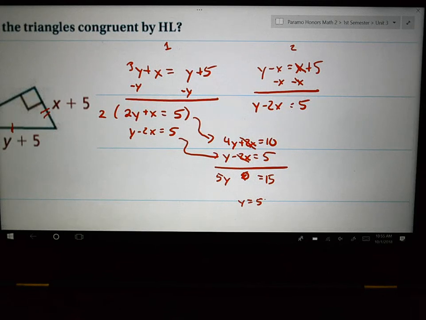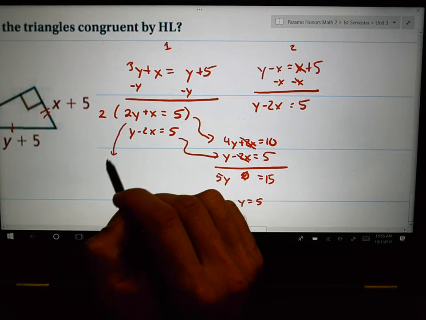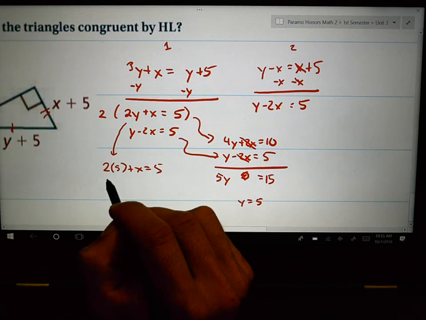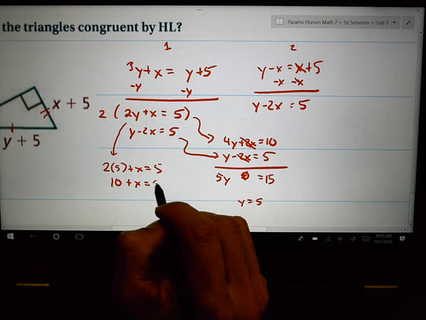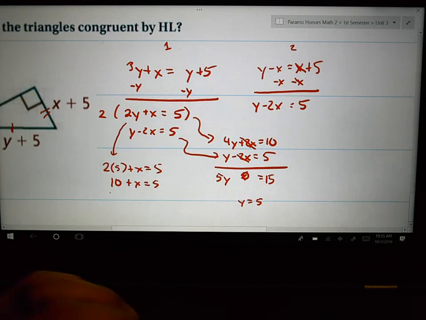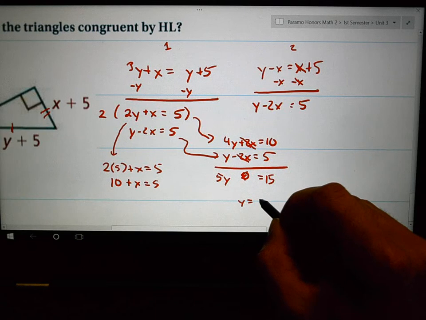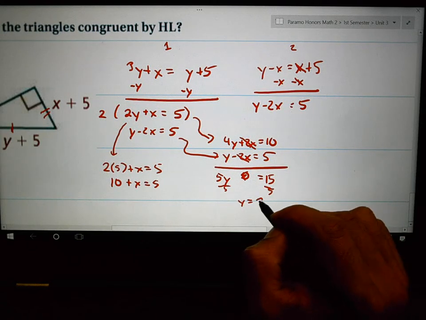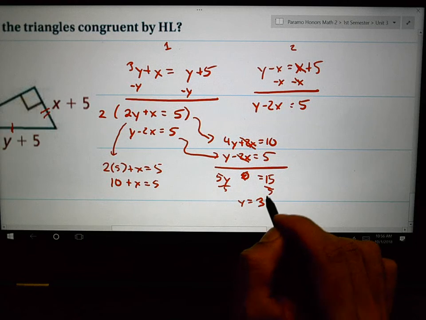That's the elimination method. The elimination method finds one variable, and then you plug it back in to find the second variable. 2 times 5 plus x equals 5. 10 plus x equals 5. I did something wrong, didn't I? Oh, come on, Mr. Paramo. Divide by 5. Divide by 5. 15 divided by 5 is 3, Mr. Paramo. 3.